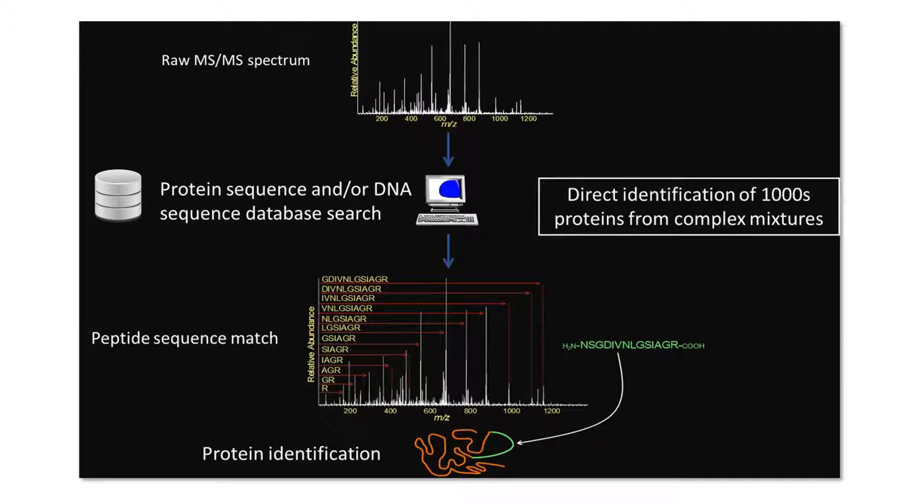Once a spectrum is annotated with a peptide sequence, it is designated a peptide spectral match and assigned a score depending on the quality of the match. These PSMs can then be assembled to identify proteins. In this way, thousands of proteins can be identified and potentially quantified in a single sample.